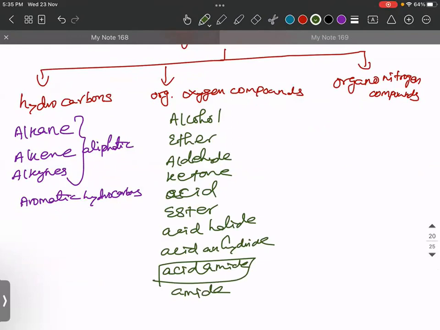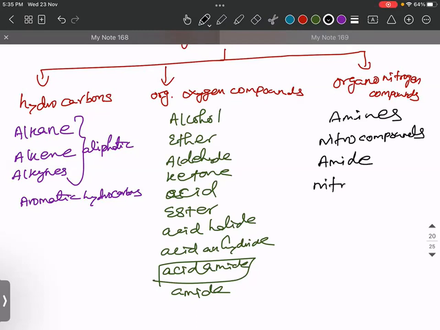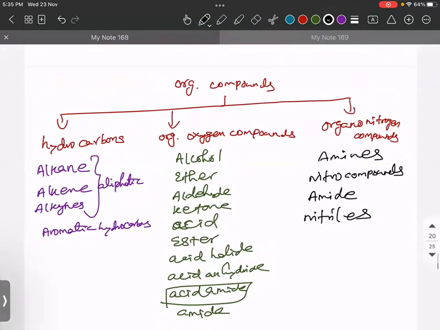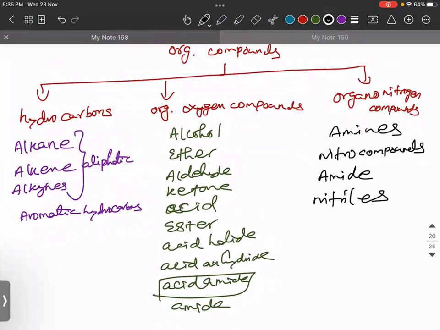And then organo-nitrogen compounds, you can say amines, nitro compounds, amides. Amides may be mono, di, like that. Then what else have I missed? Nitriles. So these come under the organo-nitrogen compounds.